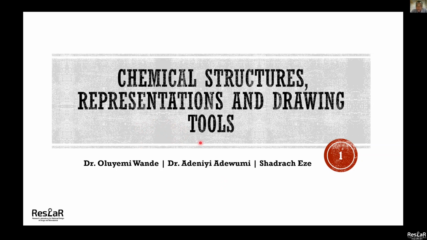So we are back again. This time around, we are going to look at the basics of chemical structure, the representations, and how we bring them alive. Draw them, right, using some basic tools.